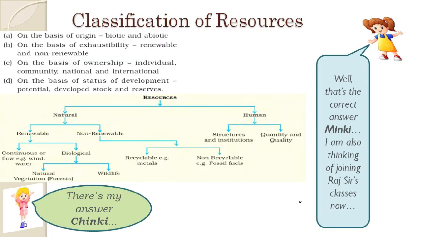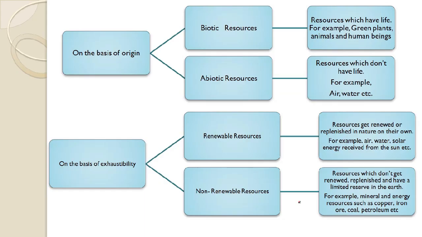Students, as we have already seen the classification of resources, today we are going to learn about all these types of resources. So first topic is, on the basis of origin, resources are classified into two types. The first one is biotic resources. The second one is abiotic resources.